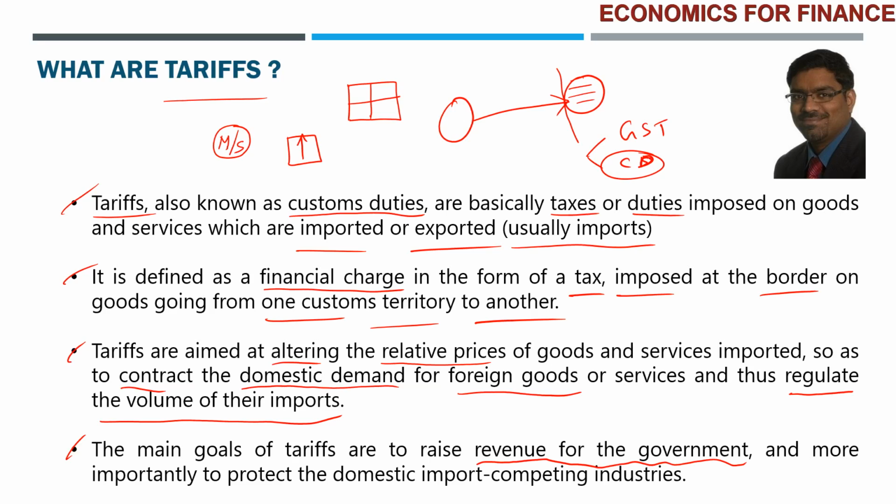But more than that, revenue is just one part. The main objective of tariffs is to protect the domestic import-competing industries. Our own industries we have to protect, because these industries, our people's industries in our country, are competing with the imported products. So to whom do we have to give preference, to whom do we have to give protection, to the imported goods or our people? Naturally, our people. So what we are doing is charging the imported goods with a financial charge.